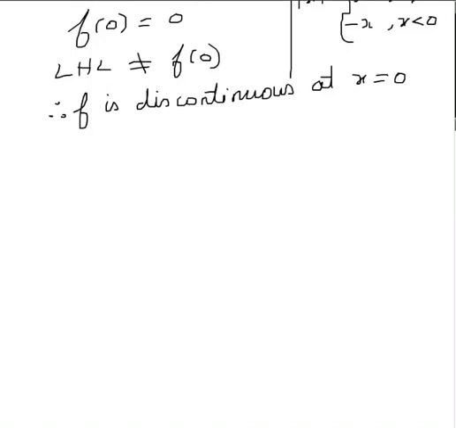We have to check for other real values. Case 2 we will take. I will take c belonging to minus infinity to 0. 0 is not included because already we checked at 0. So we will check for negative real values.